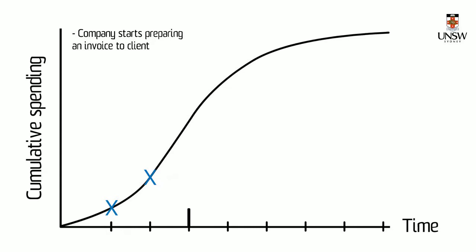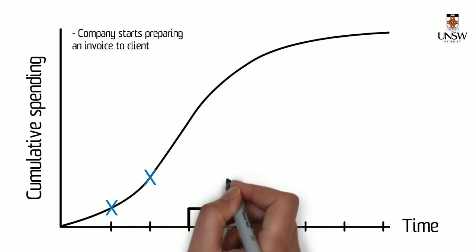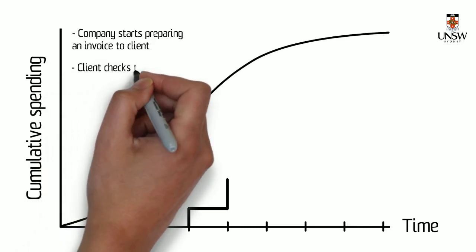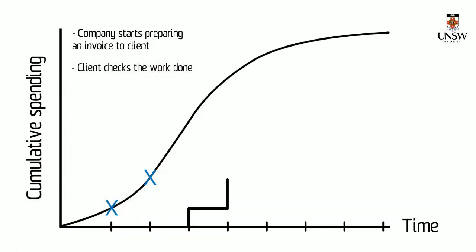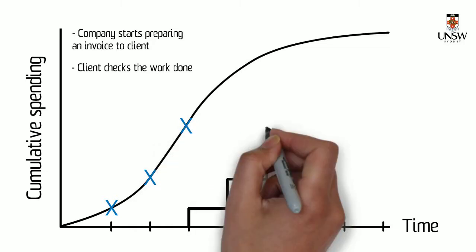However, before the client pays them, they check that the work was actually done. So quantity surveyors will be sent to the site to verify the claim. Then the accountants need to organise the payment itself. So maybe by that time, we're actually here. So this is when the company will actually get paid.